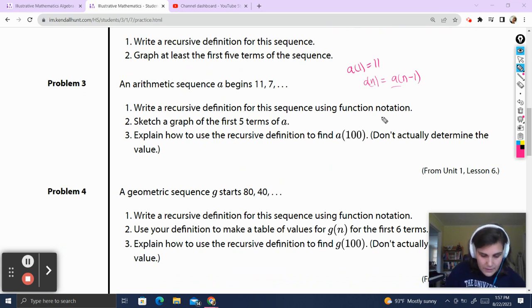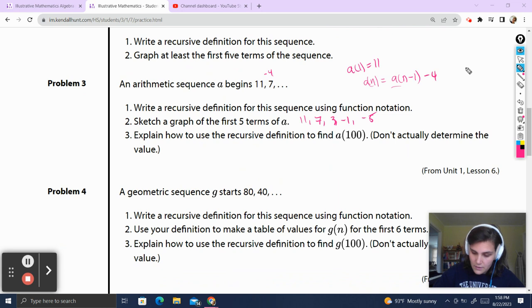And let's see if it's an arithmetic sequence. From 11 to 7, we subtracted 4. So it's going to be the term before minus 4. And to graph it, we are going to need the first 5 terms. So 11 to 7 is minus 4. Minus another 4 is 3. Minus another 4 is negative 1. Minus another 4 is negative 5.